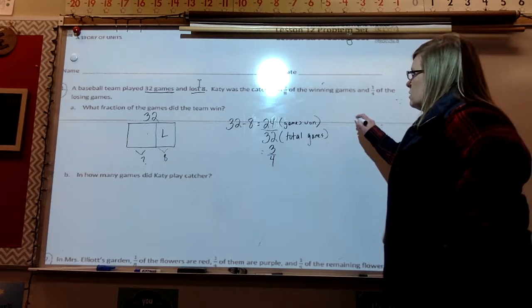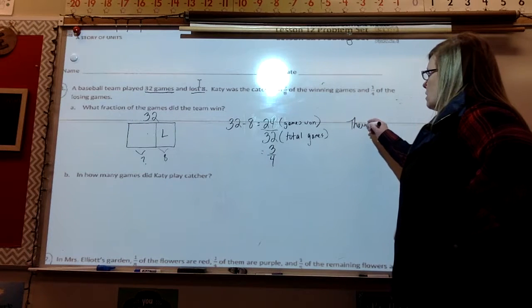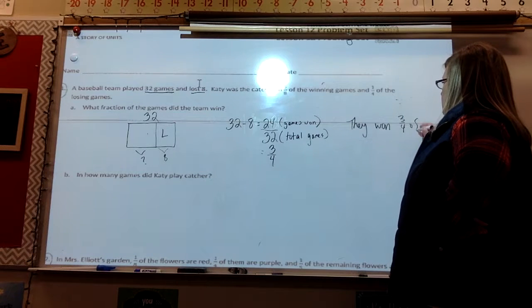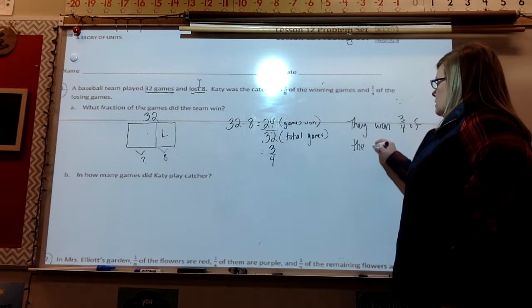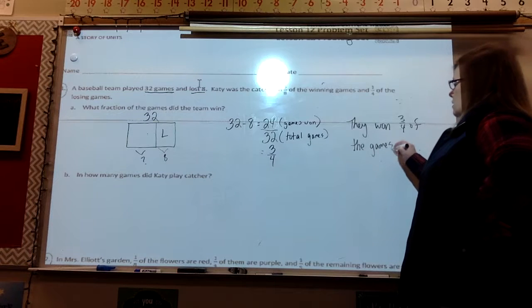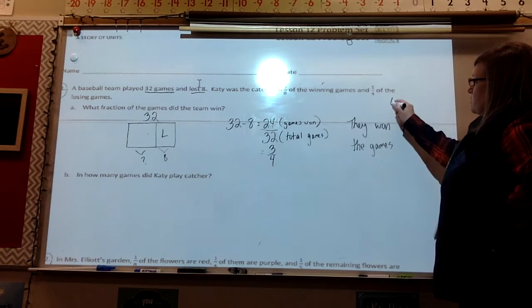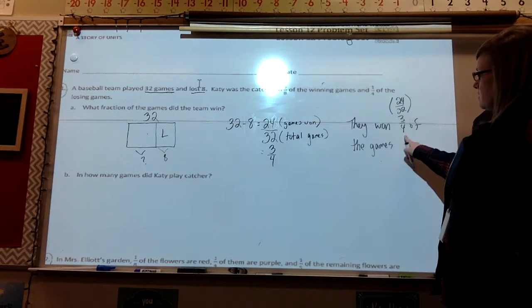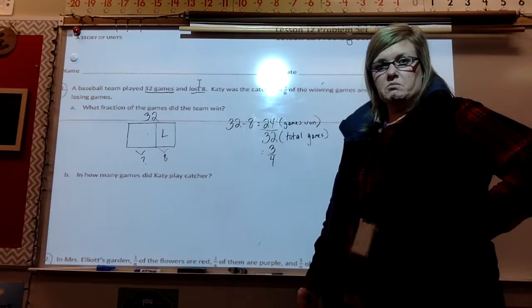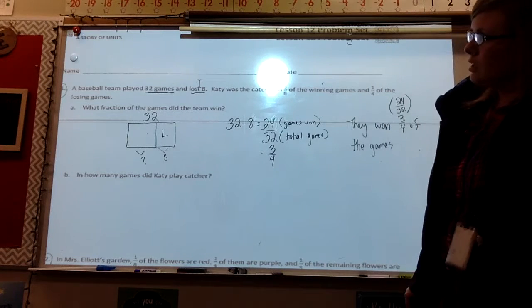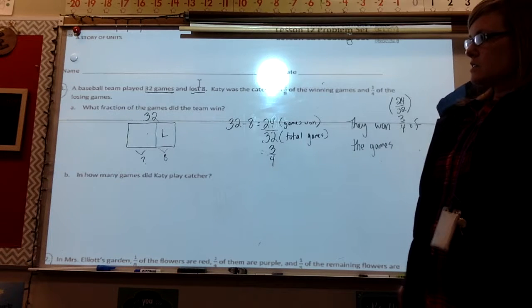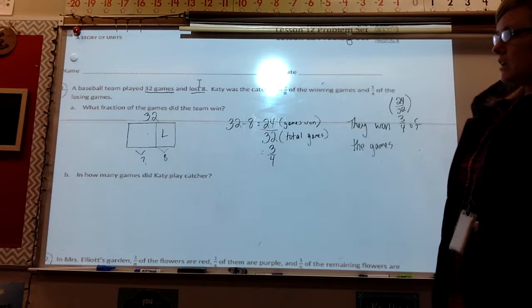So they won 3/4 of the games. You don't have to use 3/4. Once again, you could use your original fraction, 24/32. It's just that this is the answer simplified. Good, that's it. Problem 1A is done. Let's go to 1B. It says, in how many of the games did Katie play catcher?